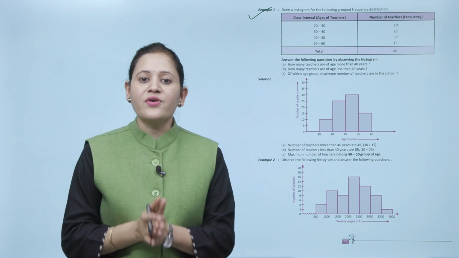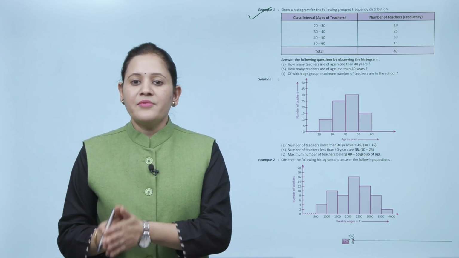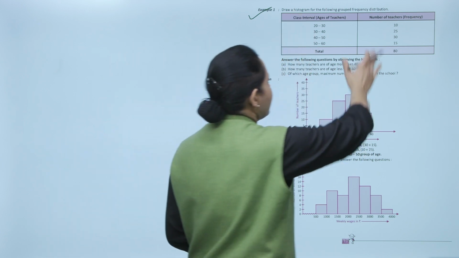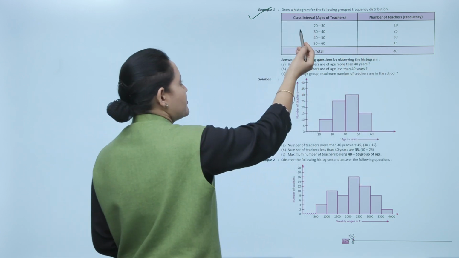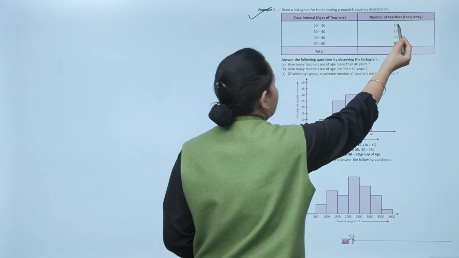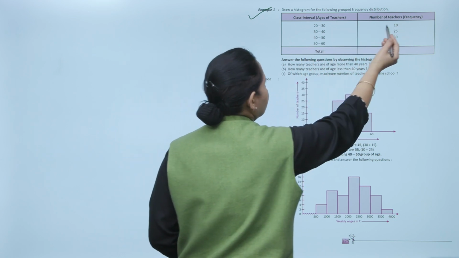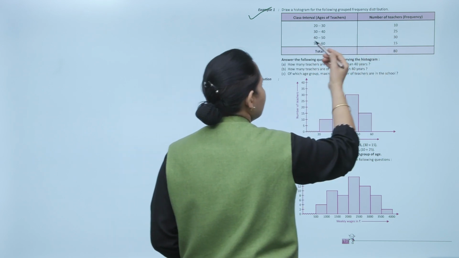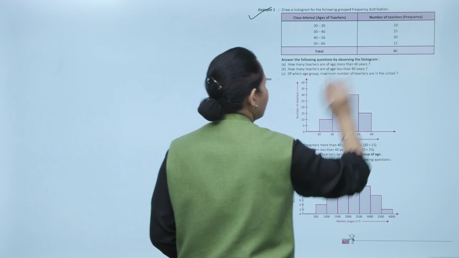Draw a histogram for the following grouped frequency distribution. So here is the class interval and number of teachers. Class interval 20 to 30, that is the ages of teachers: 10 teachers; 30 to 40, 25 teachers; 40 to 50, 30; 50 to 60, 50; total 80.